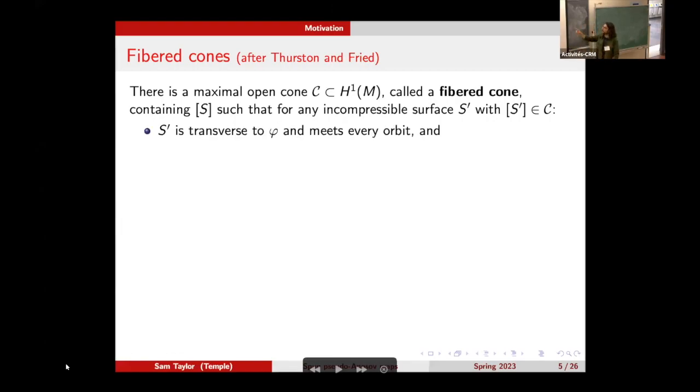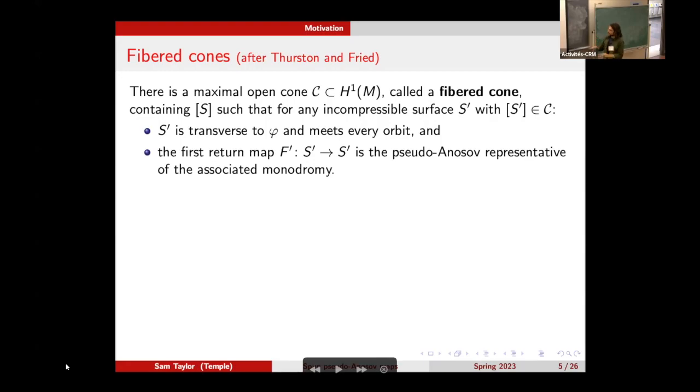This cone has the property that every such surface can be realized up to isotopy to be transverse to that flow and intersect every orbit infinitely often. Okay, so I'll say it again: this cone has the special property that every incompressible surface in the manifold whose homology class sits in that cone can be isotoped to intersect the flow transversely and infinitely often. Okay, so that's a fact you should believe. But now everything else I say is sort of trivial from that fact.